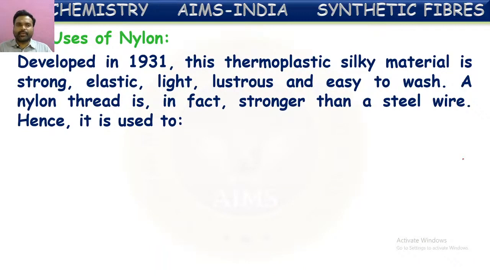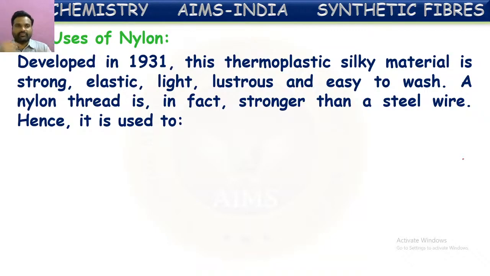Nylon was developed in 1931, and this thermoplastic silky material is strong, elastic, light, lustrous, and easy to wash. These are all special properties of nylon. One of them is that it is light in weight. It can be carried very easily, and even though it is light, it is stronger. It cannot be broken easily.